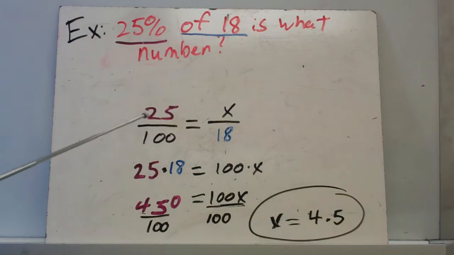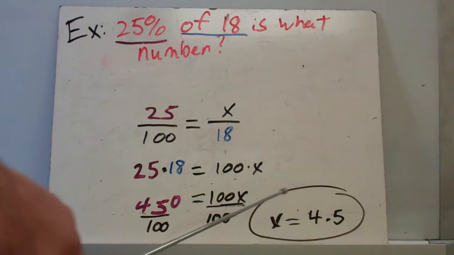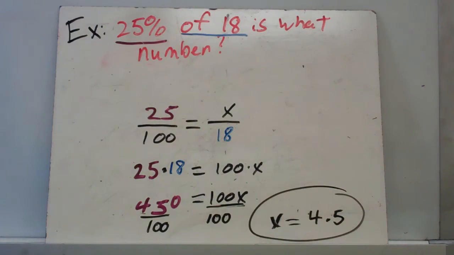And then from here we're going to cross multiply. 25 by 18, we're going to get 450. 100 times x, we're going to get 100x. Now we need to get this x by itself, so we're going to divide both sides by 100, and we're going to end up with x being 4.5.